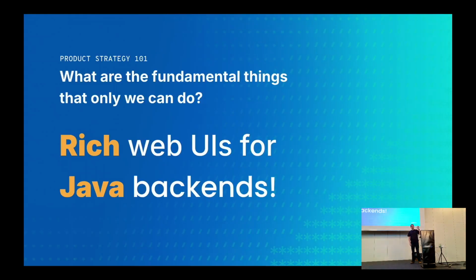So what do we as Vaadin do really? I think it boils down to we help build rich web UIs for the Java backend. If you look at what your options are, if we talk about the Java backend, we've got Spring, CDI, Jakarta EE, Quarkus. Out of the box, they give you an MVC framework. You can serve HTML or JSON as a response to a request, and that's all you get. That's not a rich UI. You need to do all the HTML on your own.